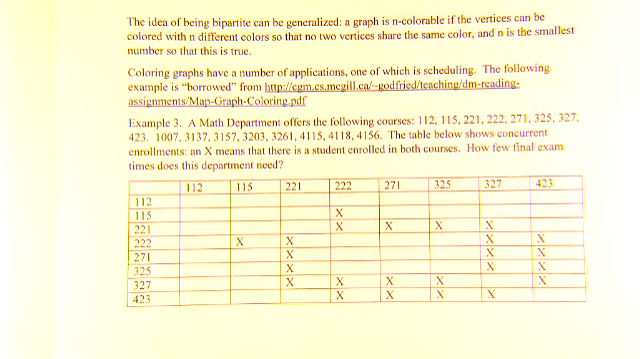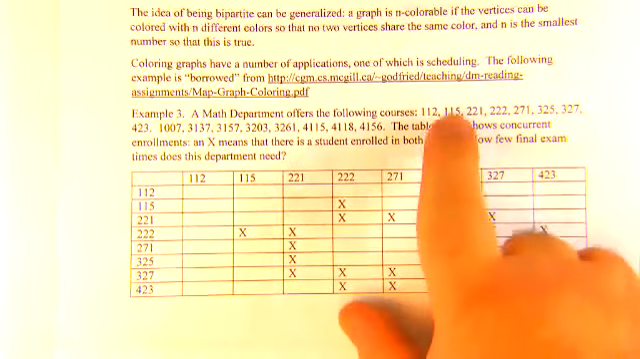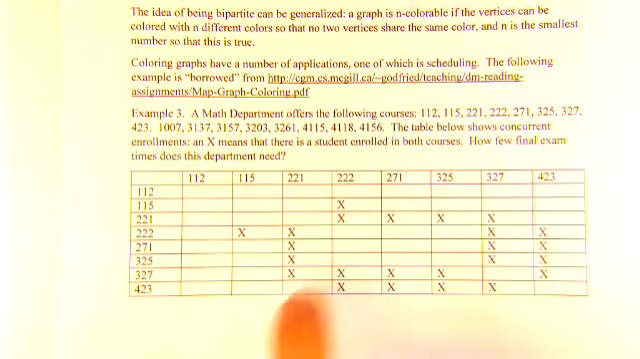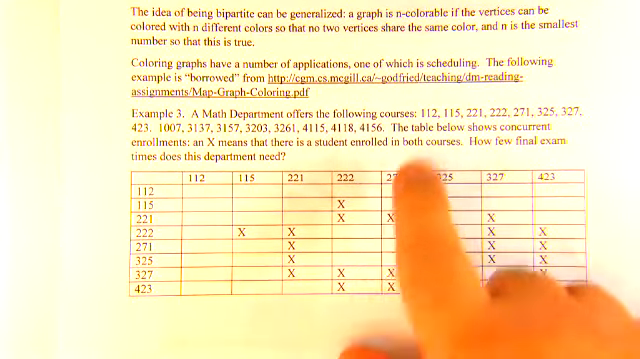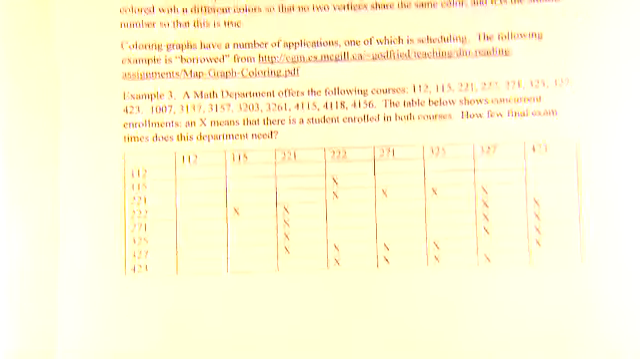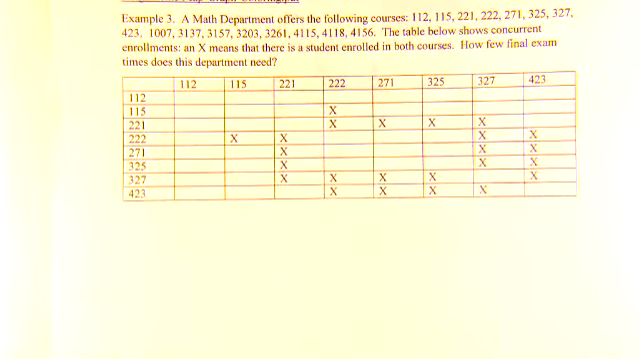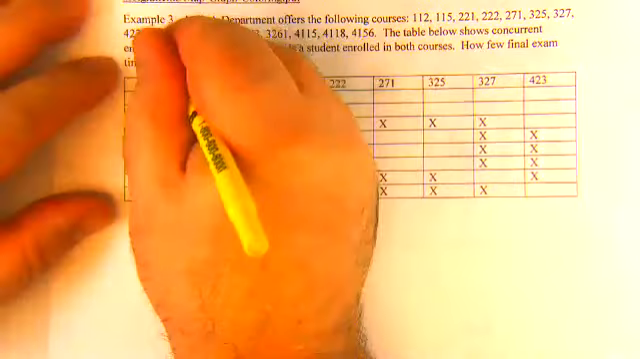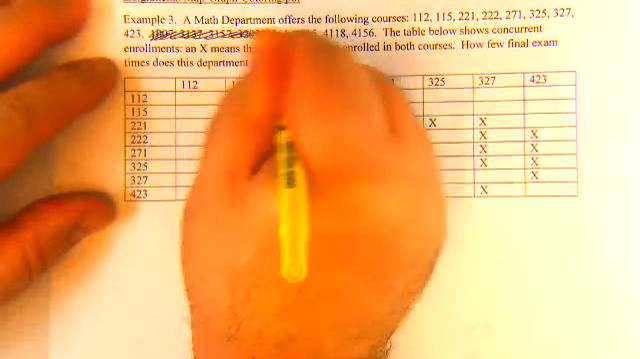So coloring graphs have a number of applications, one of which is scheduling. I have stolen this, borrowed is the technical term, from this website. It's actually a really good example of coloring. So suppose the math department offers courses 112, 115, 221, 222, 271, 325, 327, and 423, and all this other stuff is stuff that I should have cut out. So ignore that. That actually comes from the original thing.